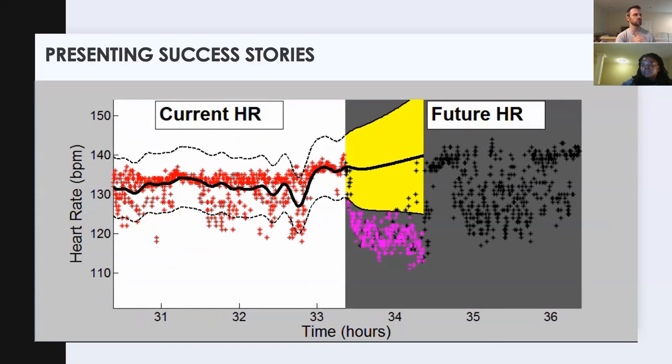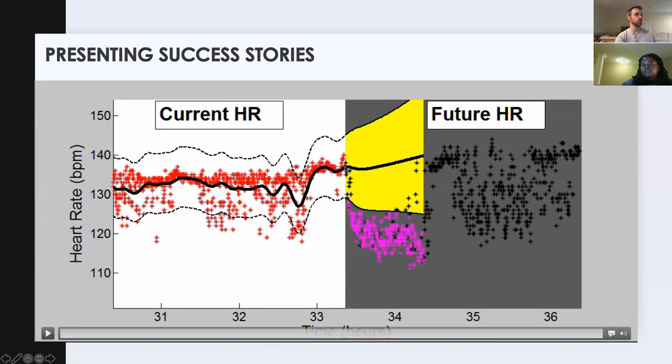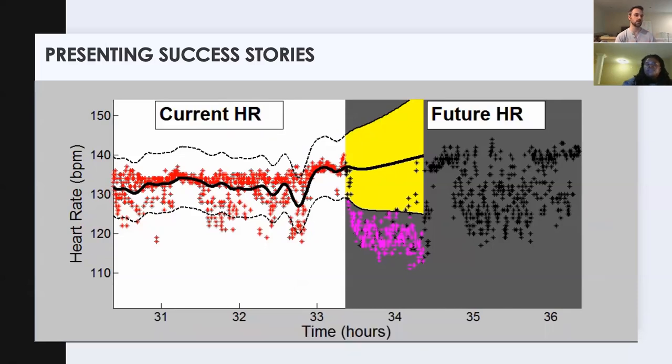And so while a clinician might say, the patient was previously at 140 beats per minute, and now they have dropped down to 120 beats per minute. The patient must be getting better because 140 is much more abnormal than 120.